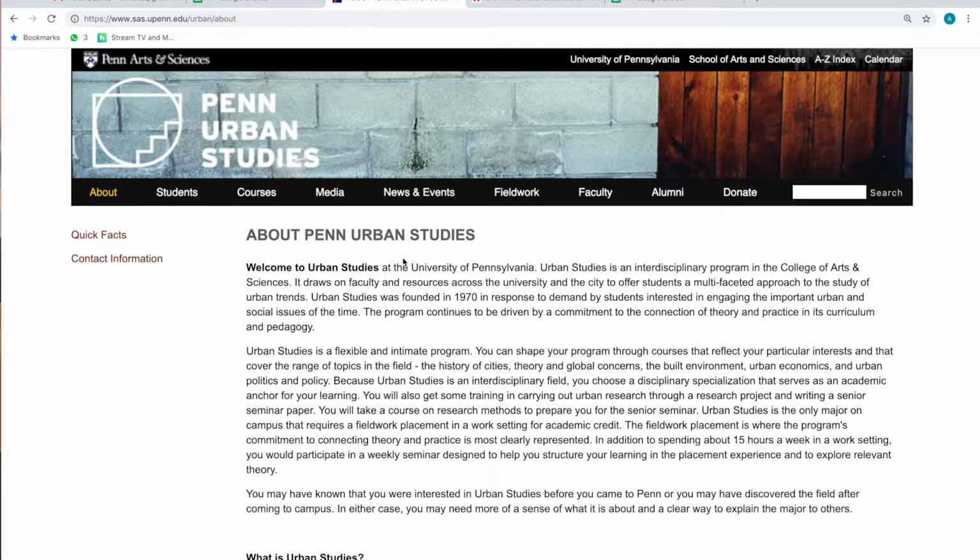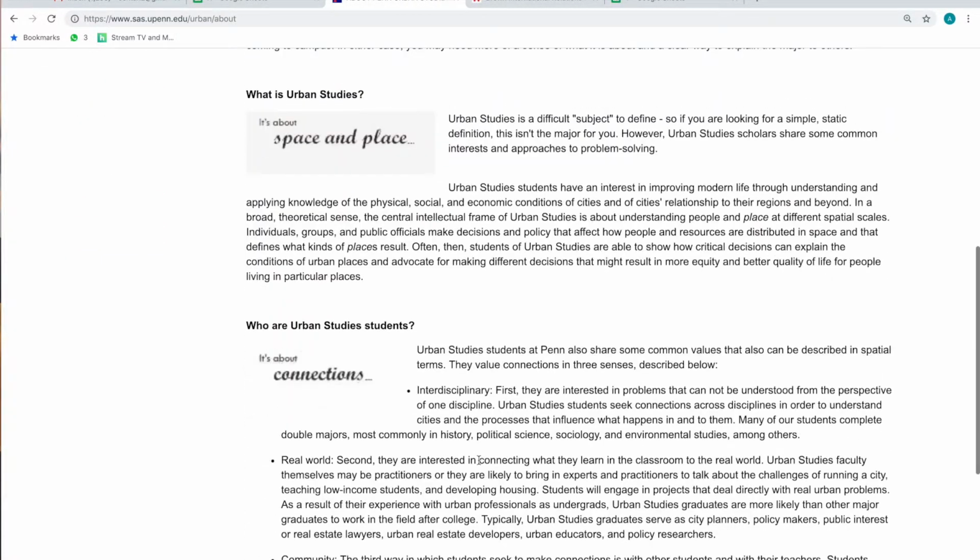So I'm going to give two examples of this. The first one is a student who applied to Penn Urban Studies at the University of Pennsylvania about a year ago. That's within the programs of the College of Arts and Sciences. I would also suggest for every student to look at each university's major page, just so that you know what you're going to be doing. And this is an example of that.